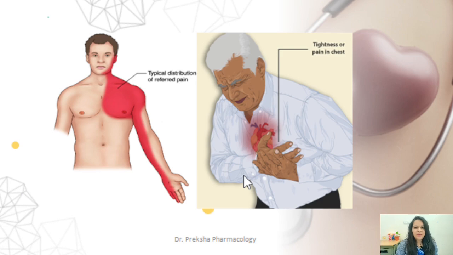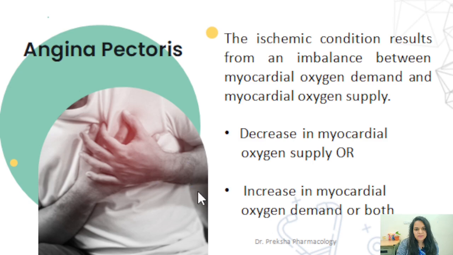This man, while on exertion, developed chest pain, and the typical distribution of the pain was along the left side of the neck, radiating to the arm. This is known as angina pectoris.